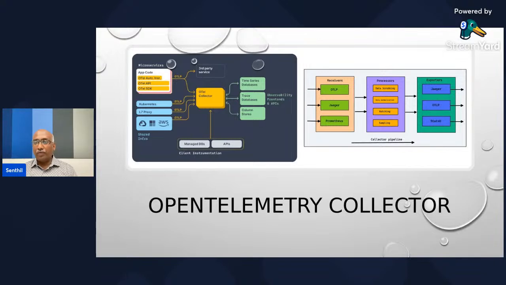And then you can configure various exporters. It's not that you can only send the processed data to a single backend. You can configure many different backends and the endpoints of all these backends in the configuration, and the collector will send the data to all these various backends. Right. So this is all about the OpenTelemetry Collector.